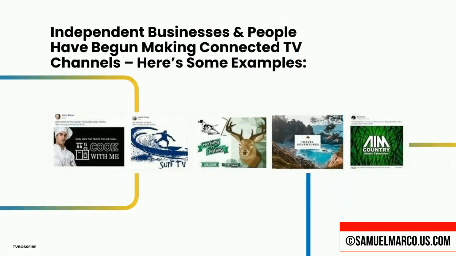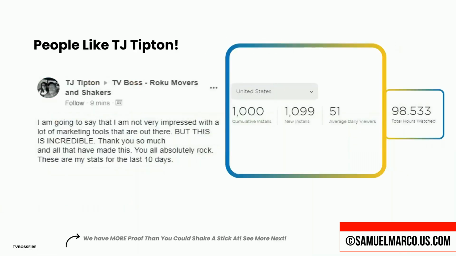Now, independent businesses and people have begun making connected TV channels. And here's just some of the examples, like a cooking channel, surfing channel, hunting and fishing, travel adventures, and country music. Now, the chap on the right, if I remember, you spoke to Aaron, like I say, my right-hand man who manages the live 24/7 chat support that we have for the TVBoss Fire family. I think it is the same person. He actually went on to win an award. How cool is that? So there are big moves being made by people in television, competing with the big guys with deep pockets. We have a level playing field.